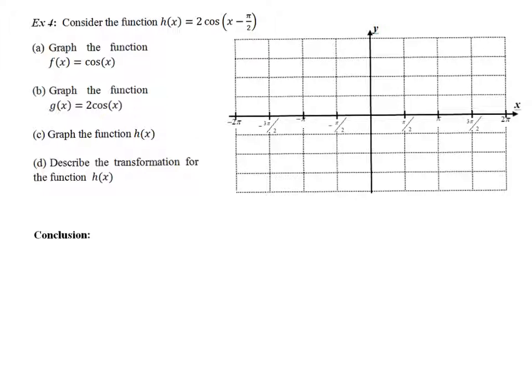For example number 4, what I'd like you to do is pause the video and do part A, where you're going to graph the function f of x is equal to cosine of x. And then come back and we'll talk about the graphs of B and C. So you can see on my graph, I've got the graph of f of x, which is cosine of x.